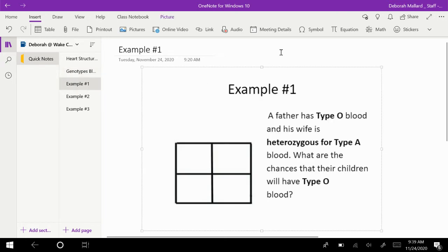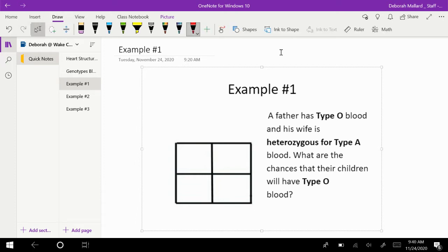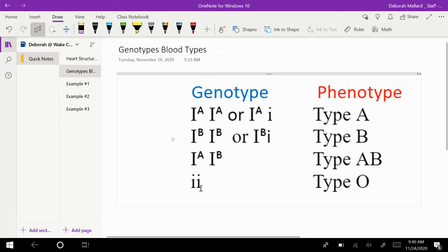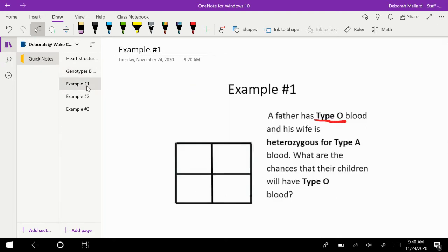So this is our first example. A father has type O blood and his wife is heterozygous for type A blood. What are the chances that their children will have type O blood? First of all, the father has type O blood, so I have to fill in the letters for the Punnett square for the father. Because he has type O, I'm going to represent it with 2 little i's. So I'm going to put the father here, with my 2 little i's.